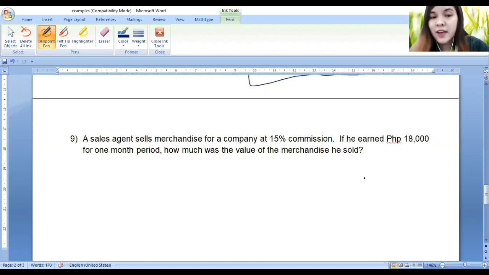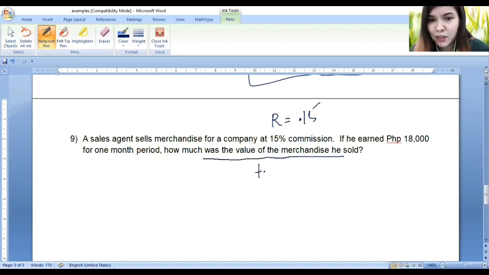Number 9. A sales agent sells merchandise for a company at 15% commission. If he earned 18,000 pesos for 1 month period, how much was the value of the merchandise he sold? So, meron daw sales agent, alam niyo naman yun. So, nag-aalok ng kalakal na kung saan, kung magkano yung mabibenta niya, dun kukuhanin yung porsyento ng kita niya na komisyon. So, ang commission niya ay 15%. Into decimal, so 0.15. Kung ang kinita niya ay 18,000 pesos, so magkano ang total na halaga ng merchandise na binenta niya? So, ito yung total merchandise.